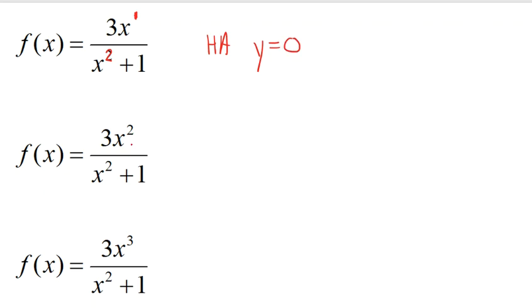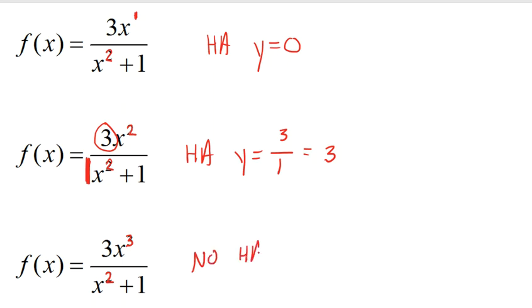Here's an example where the degrees are tied. The degree on top is 2, largest exponent. The degree on the bottom is 2. So now we look at leading coefficients. So the horizontal asymptote is taking the leading coefficient of the top, which is 3, and dividing it by the leading coefficient of the bottom, which is the 1 that we can't really see right here, but it's there. And therefore, we have a horizontal asymptote at 3. In this bottom example, the degree of the numerator is 3. The degree of the denominator is 2. Since the denominator is a smaller degree, there are no horizontal asymptotes. It's really, really, really that simple.